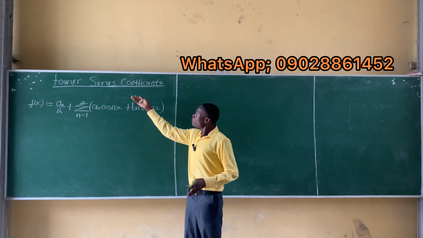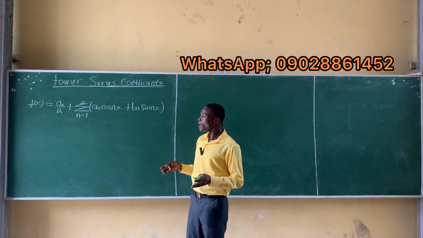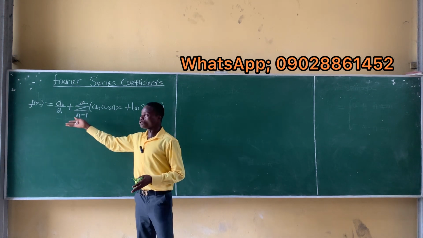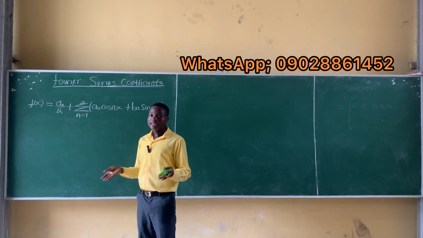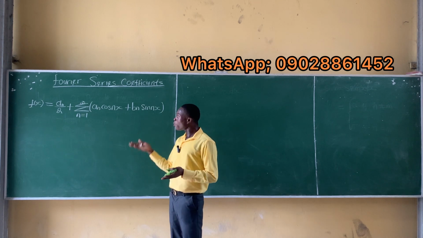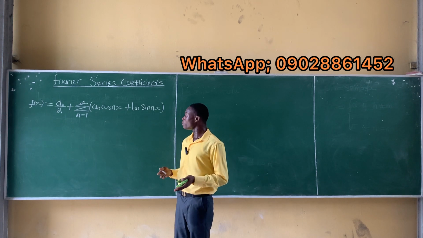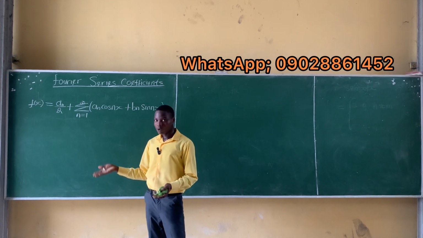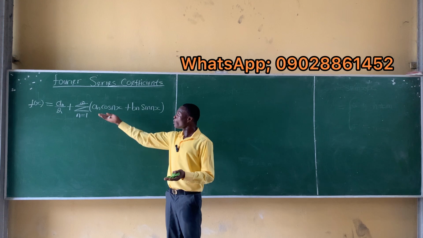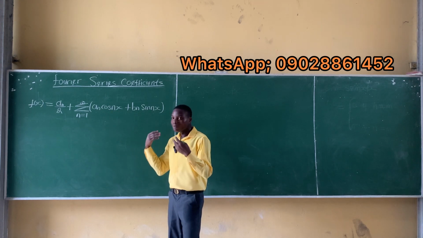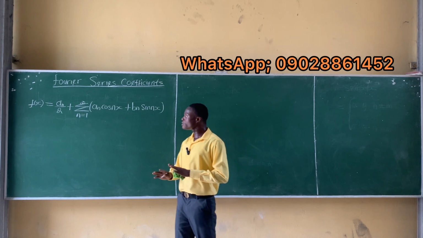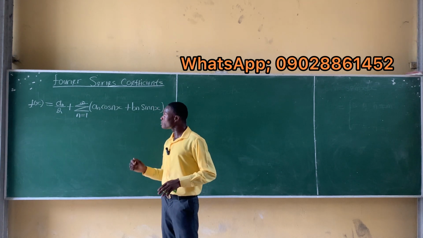And then Joseph Fourier also said that after integrating this function from minus pi to pi, let's multiply this function with cos and then integrate also from minus pi to pi. And then we should also multiply the function with sine and then integrate also from minus pi to pi. If we multiply this function with cos, we are going to find a sub n. And if we multiply this function with sine, we are going to find b sub n. So those are the three things we are going to do to find the Fourier series coefficients.